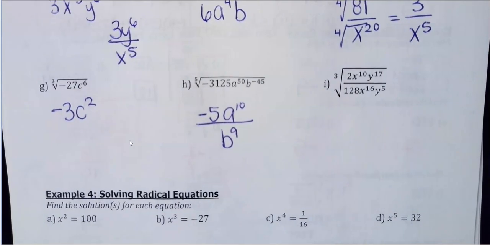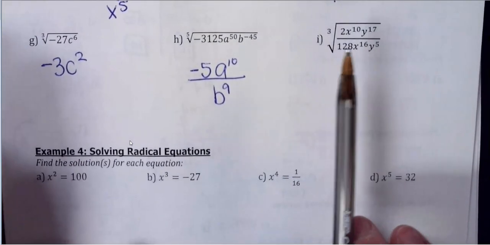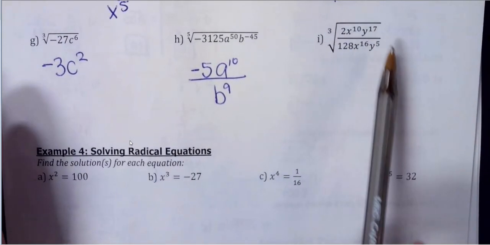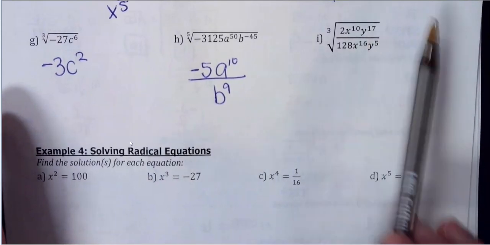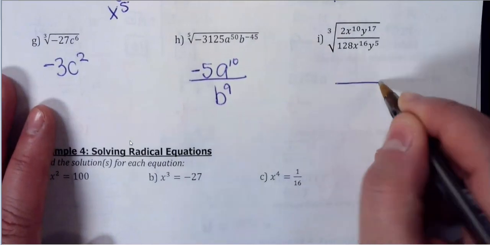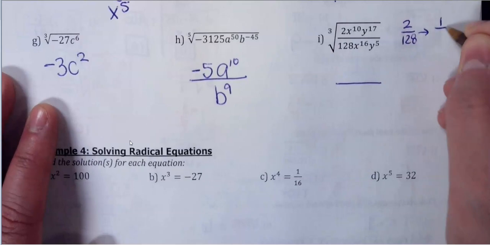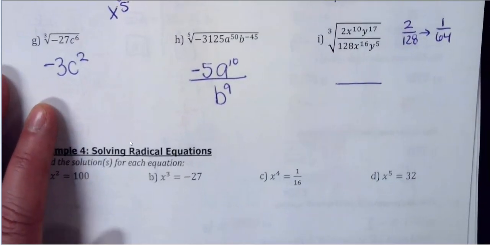And then I'll just do one more real quick, and then we'll do a little bit different example at the very bottom. Okay, now, if you have any kind of a complicated mess like this underneath a root, simplify what you have first. It usually makes the problem way easier to do. So 2 over 128, if you just reduce that, both of those are divisible by 2, that'd be 1 over 64.